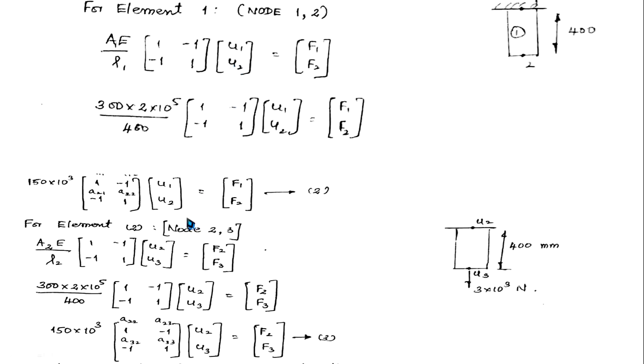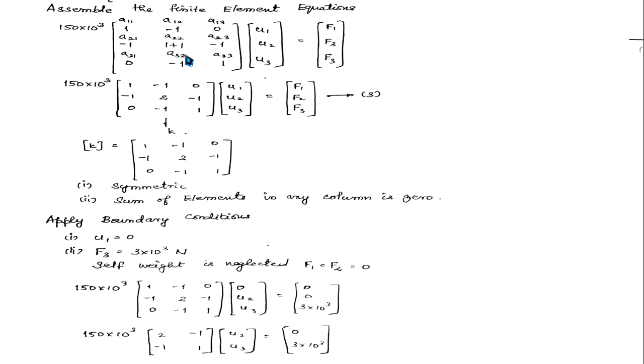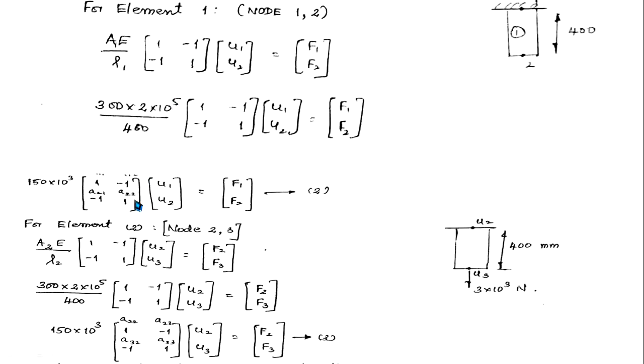Now you go to here. You take these respective values and put them here. See here, the only thing which is common in both these matrices is A22.